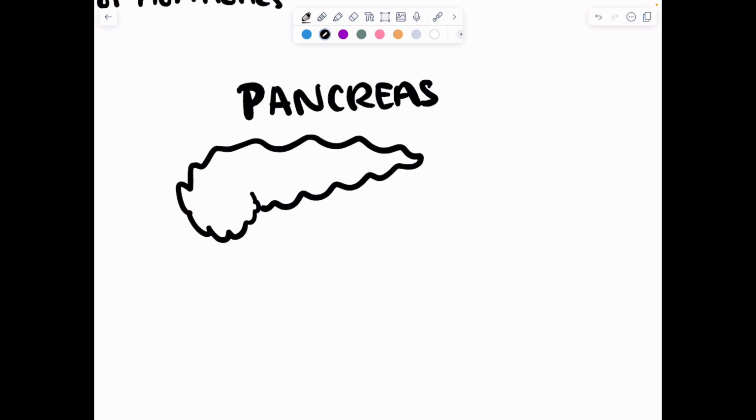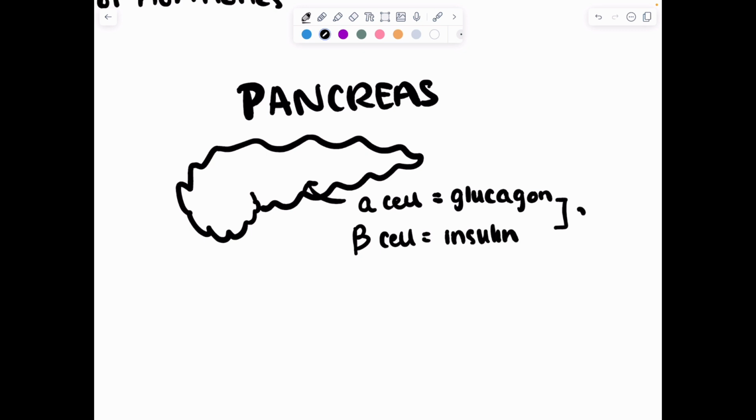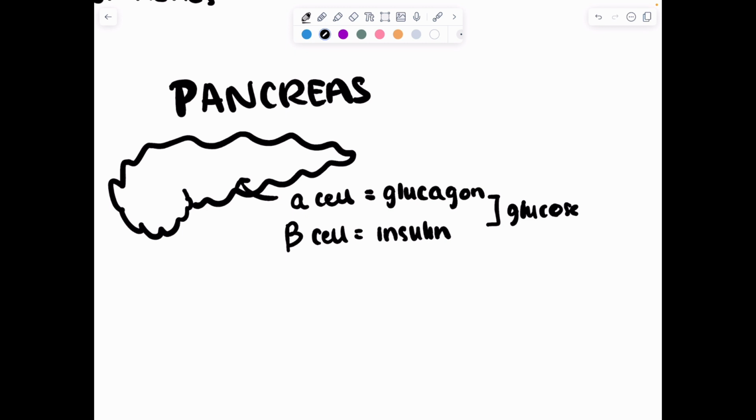Now the 2 cells that you need to know that are in here are my alpha cells and my beta cells. So my alpha cells are going to create glucagon. And my beta cell is going to create insulin. These are related to glucose metabolism, or how I get glucose in and out of my cells. So insulin brings glucose into cells, so it increases glucose in cells, therefore it decreases glucose in the blood. So it brings down your blood sugar.